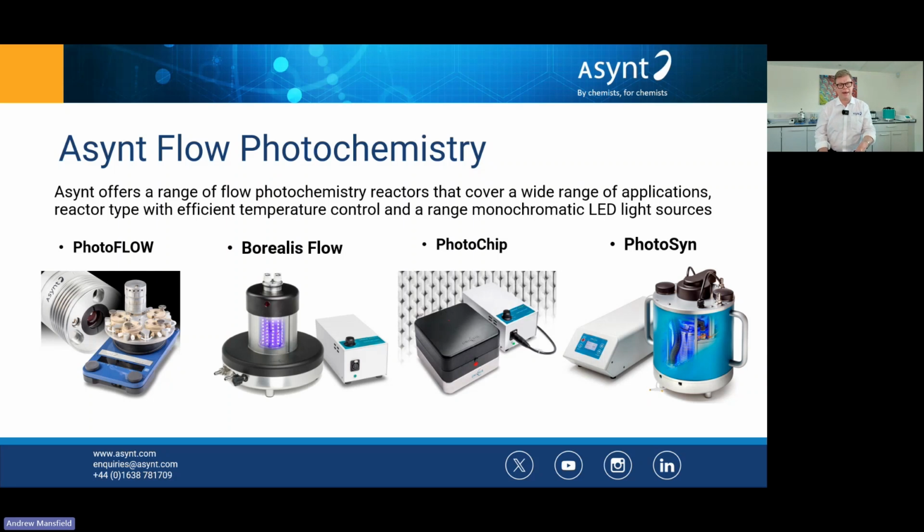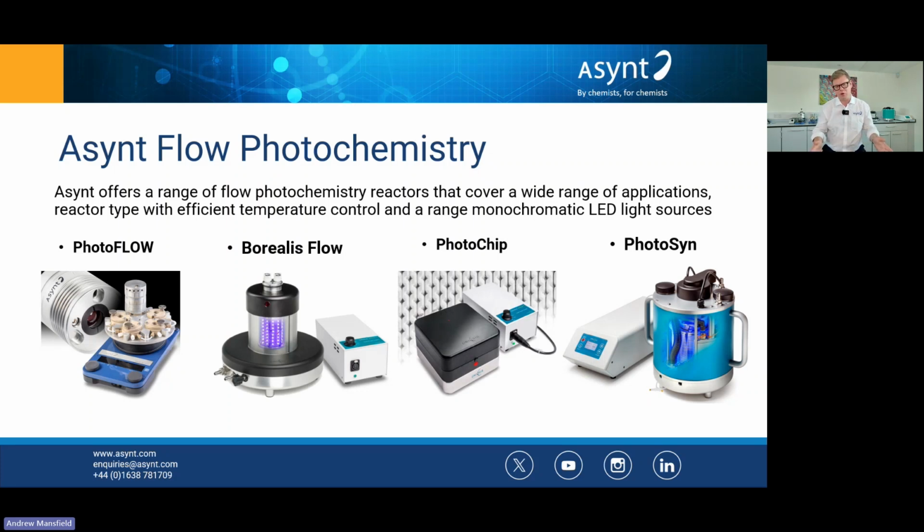The Photo Chip takes that approach of using a continuous process, but now using glass static mixers. And then we have the Photosyn, which was our first kind of venture into photochemistry. Now, the Photosyn can irradiate up to 700 watts. And this is being used quite extensively with customers for scale-up applications.